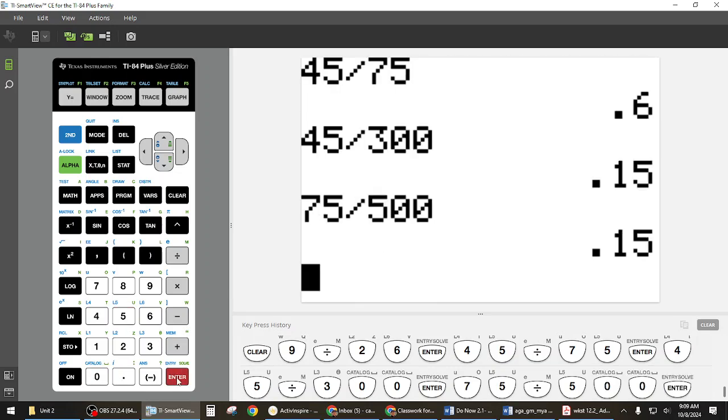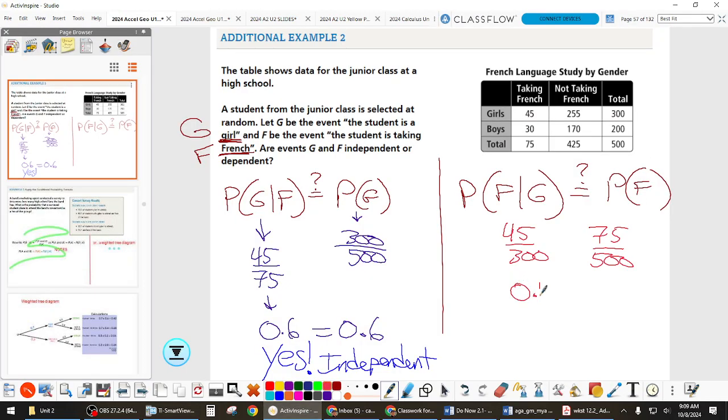This time we get 0.15. So in terms of the test for independence, it doesn't matter which way you do it, it will prove independence either way. But if I ask specifically, what's the probability of taking French given that you're a girl, notice that's 15% versus the opposite, which is 60%. So clearly a difference. Just make sure that you know which question I'm asking.